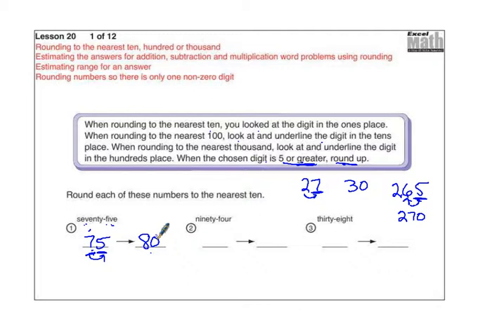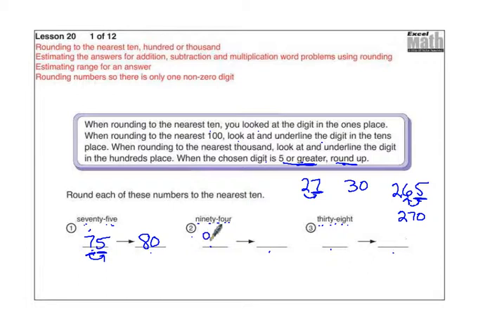All right, go ahead and try numbers 2 and 3. The numbers that you're supposed to write are on the screen right here. Put those numbers in the blanks, and then round each to the nearest 10. Turn the video back on when you're ready to see the solution.